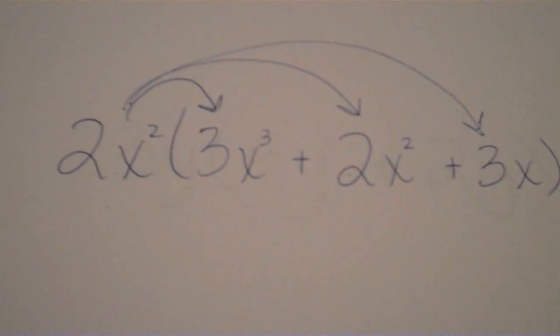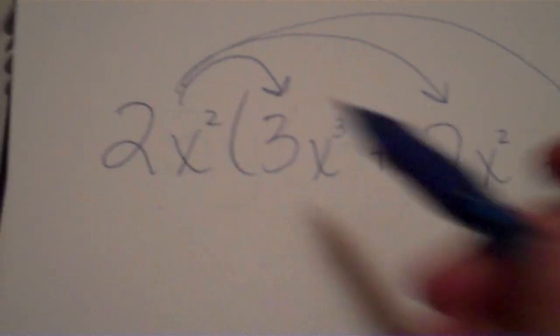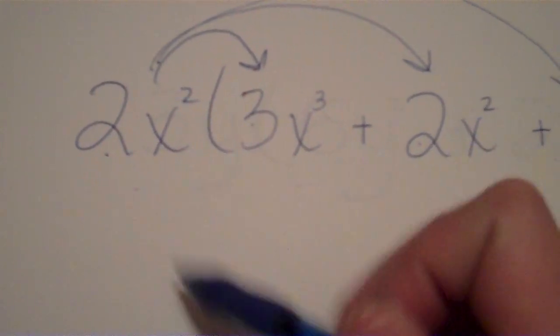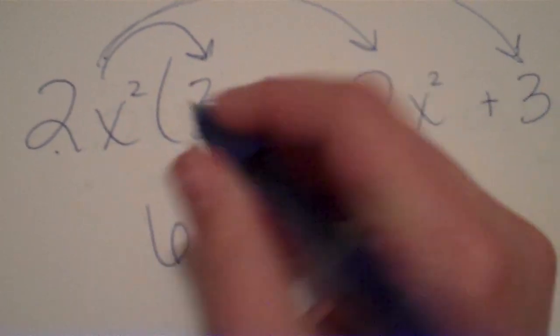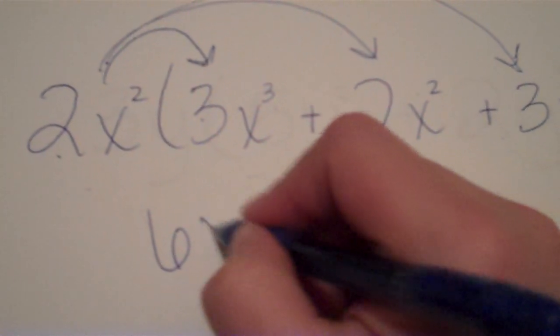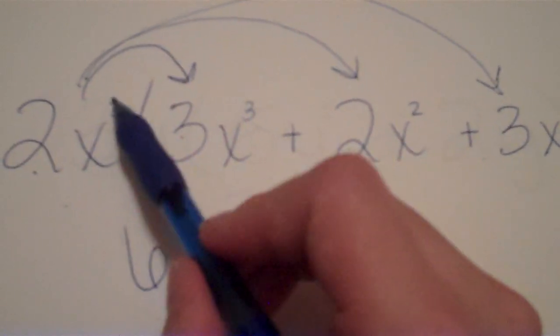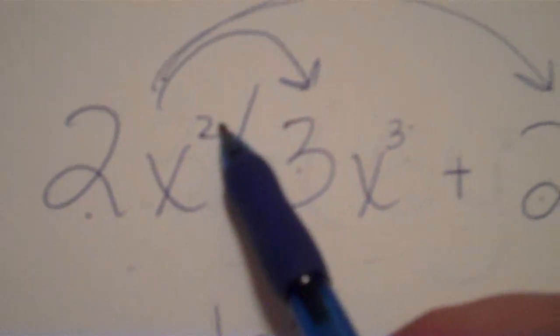Distribution. So we draw those lines there. We multiply the big numbers. So what is 2 times 3? Well, that's 6. I have x's, so I bring my x down. And remember, when you multiply, you add your exponents. So 2 plus 3 is 5.